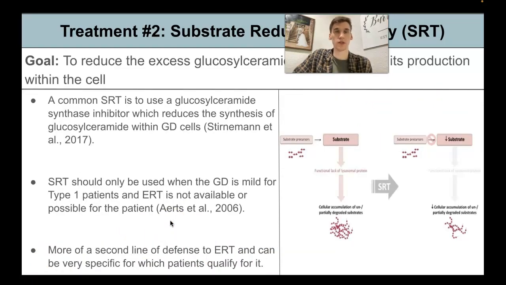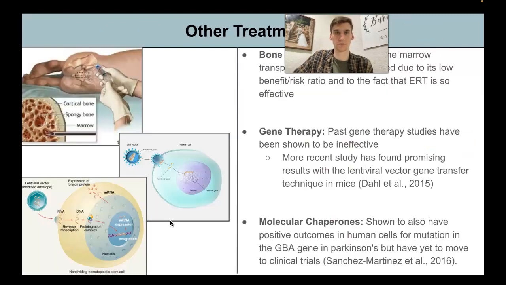Our second type of most common treatment, and this is the second line of defense, is the substrate reduction therapy, or SRT. The goal of this one, like in the title, is to reduce the amount of substrate that's produced so it doesn't accumulate as fast. And so what we try to do is inhibit that glucosylceramide synthase. The reason we don't use this as much is it's not as successful, so we'd rather use ERT. The only time we use this is when ERT is not successful or you can't do it with that patient. But generally, it also shows some success, just like ERT does.